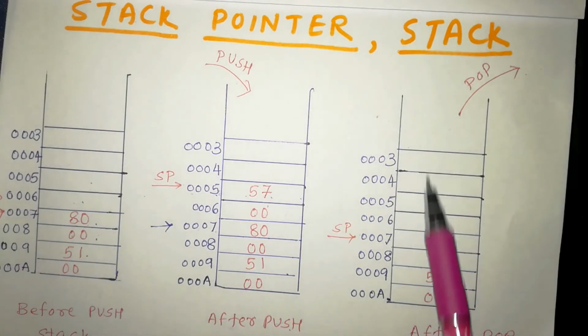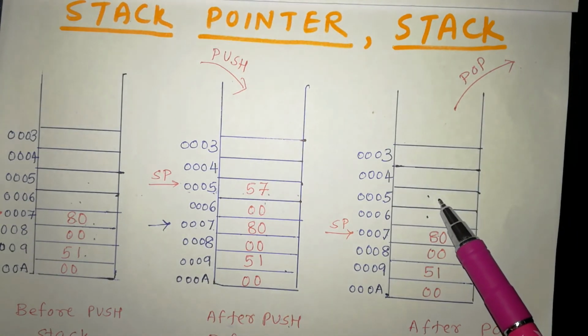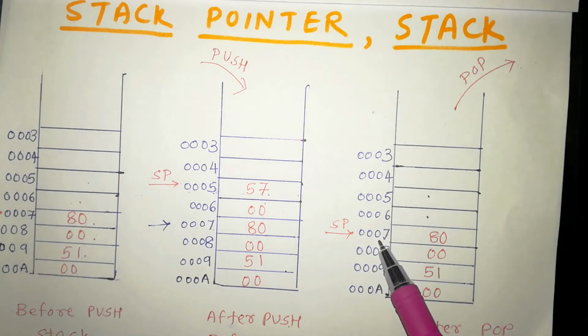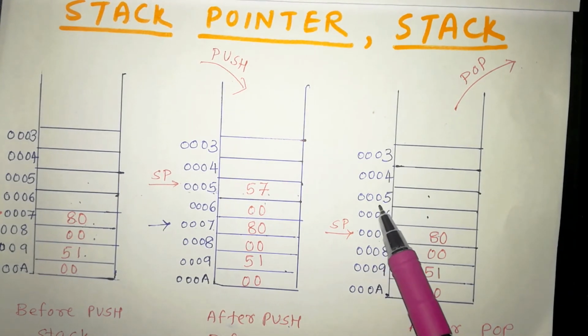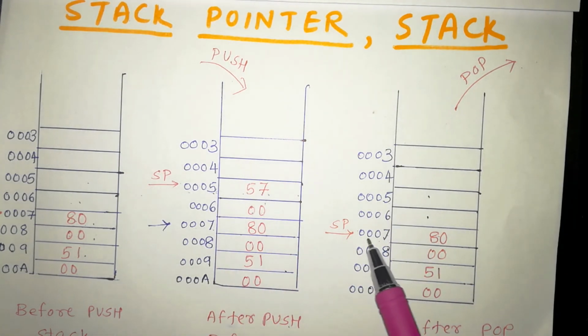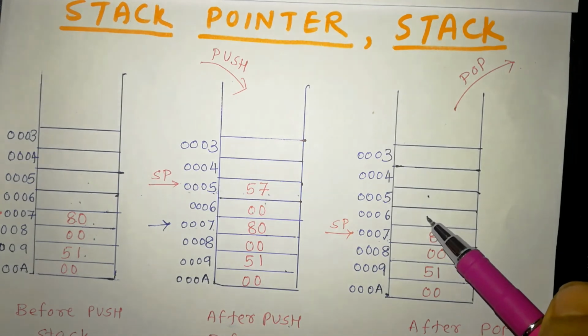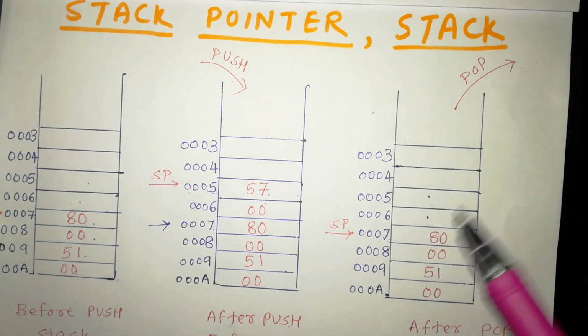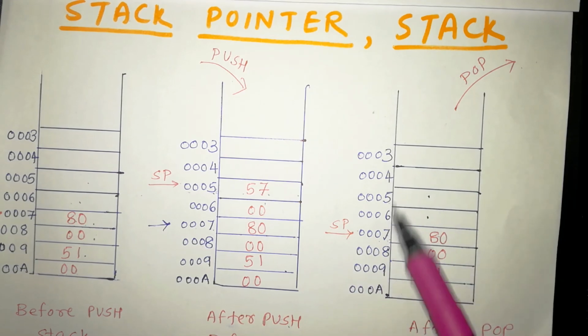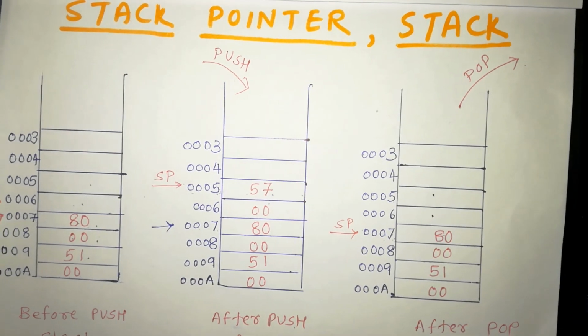If you take out element from the stack, that is pop operation, at a time it will get incremented by 2. That means first of all stack pointer is at 0005 here, and now again it will come down. As it comes down, the address will get increased, that is 0007. And at a time stack pointer will get incremented or decremented by 2, because it is a 16-bit register.